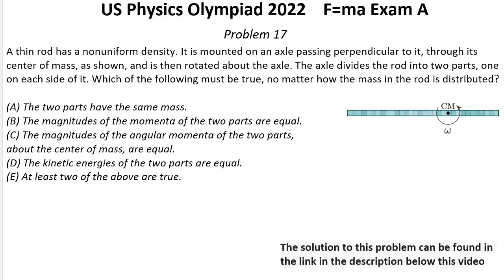Problem number 17. A thin rod has a non-uniform density. It is mounted on an axle passing perpendicular to it through its center of mass as shown, and is then rotated about the axle. The axle divides the rod into two parts, one on each side of it. Which of the following must be true, no matter how the mass in the rod is distributed?